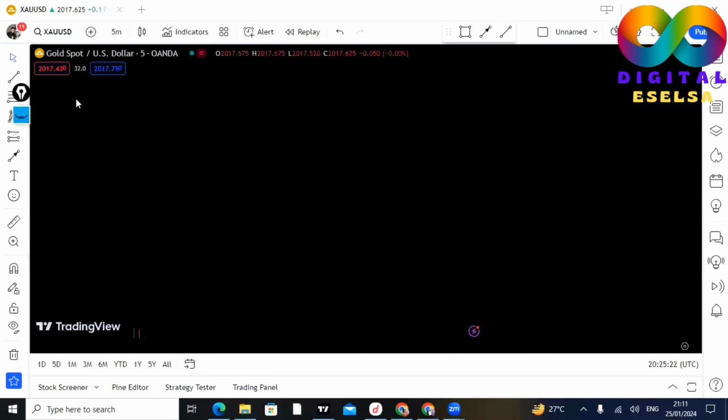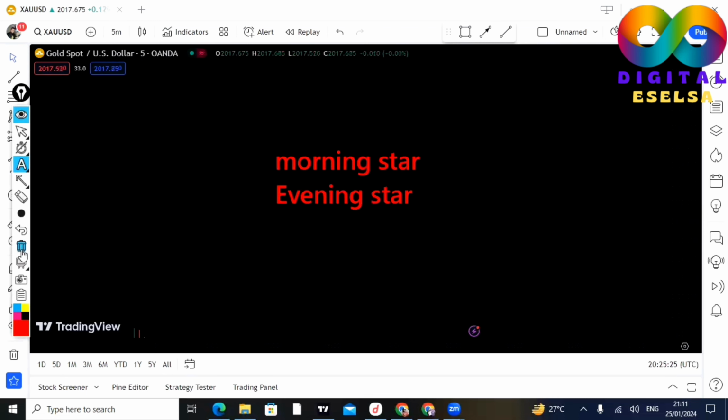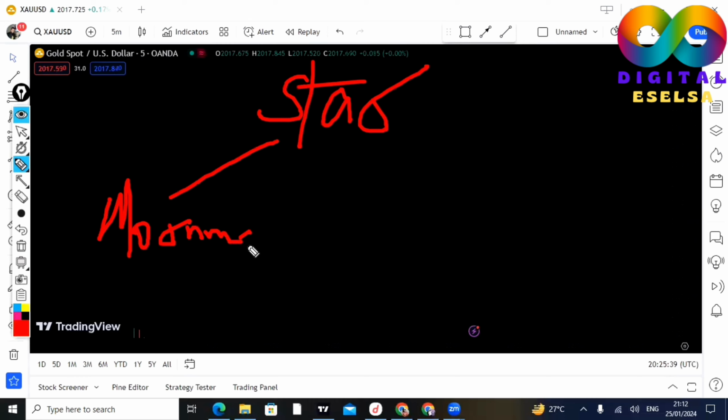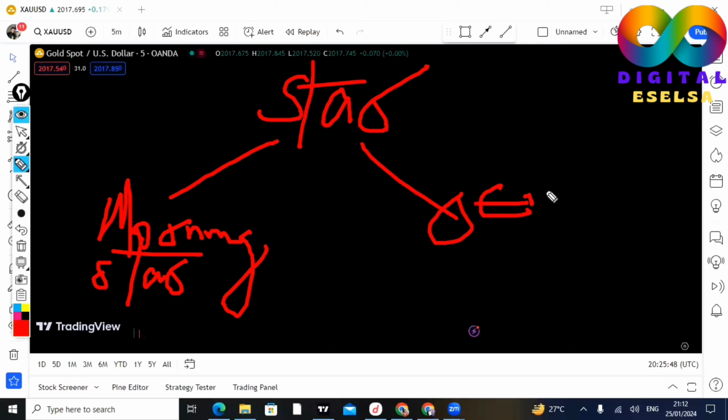Now, morning star, sometimes, in order to avoid confusion, I'll just call it star, and then divide it into two. The morning star is for buying. You should spot the morning star when you want to buy, and then the evening star is for selling. When you want to sell, if you spot the evening star, you should be looking for a selling opportunity.